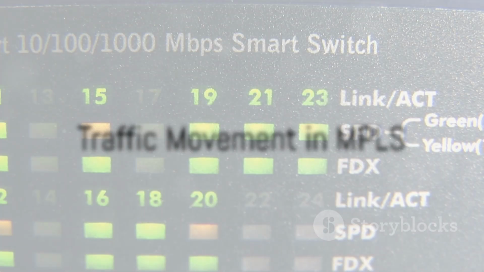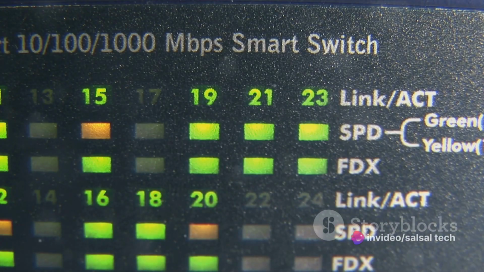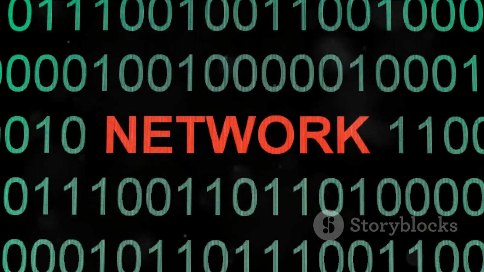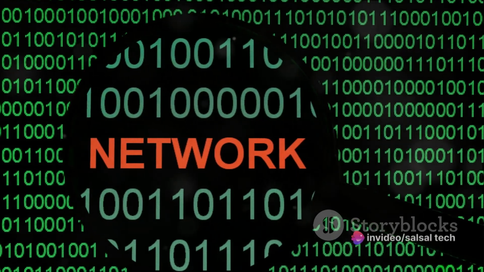So, how does traffic move in an MPLS network, you might ask? Well, at the heart of it all is a nifty concept known as label switching. This ingenious technique is what makes MPLS a standout in the world of networking. Label switching, simply put, is a method of routing network packets.